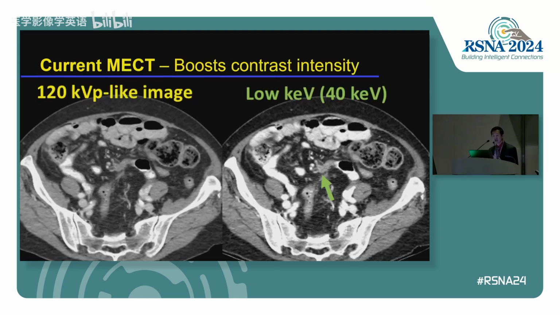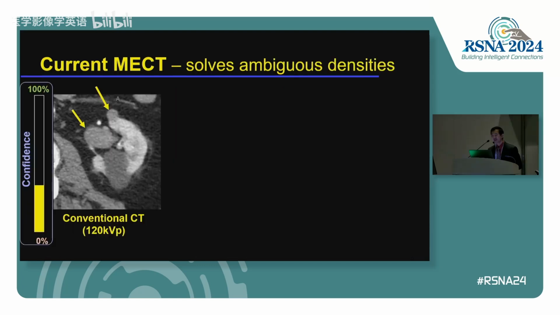And so we've already seen that we can improve the signal of existing iodine contrast. Here, the bowel contrast is not very bright. The blood vessel contrast is not very bright. With a lower keV, we can brighten up all the contrast and maybe find the less enhancing lesions. This is a mesenteric lymph node that was missed with the regular images and was caught later on with the low keV images. Another example of ambiguous lesions, Barry Dane already covered these types of topics very well.